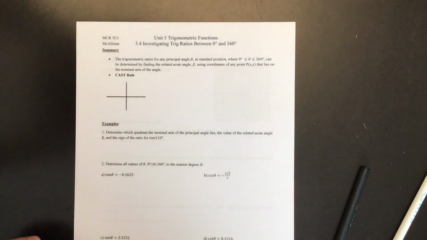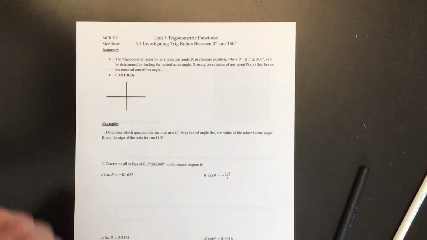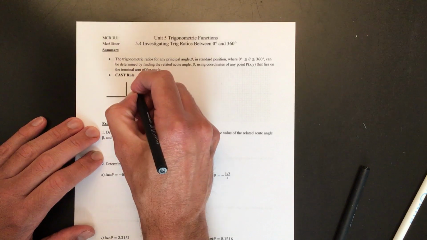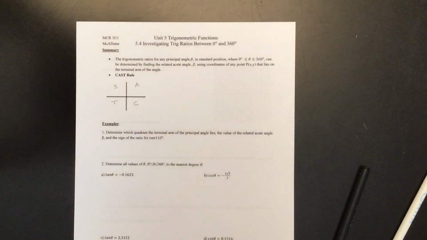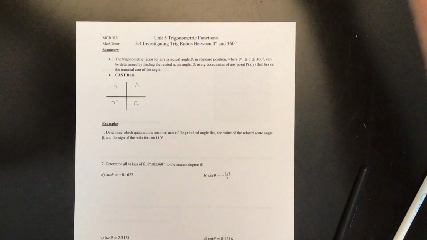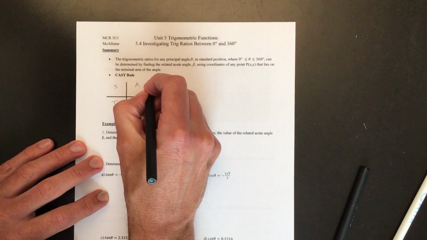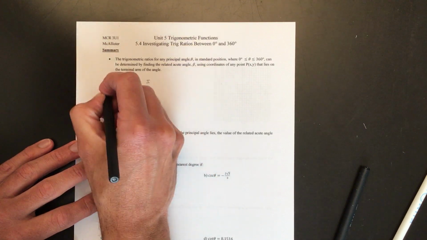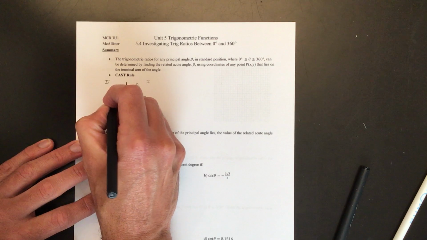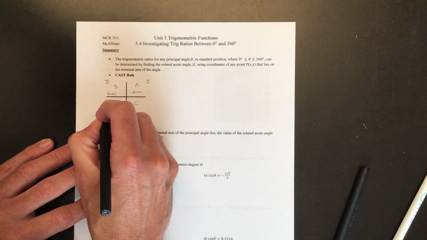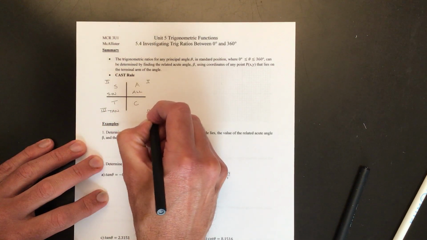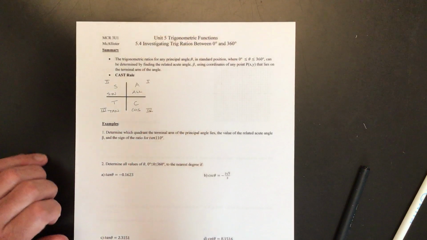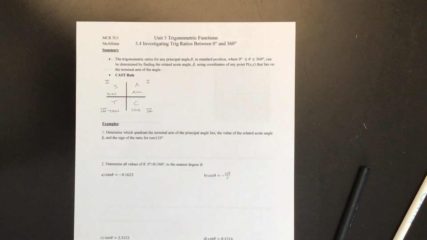A reminder from 5.3, our cast rule, C, A, S, T, for which trig ratios are positive. Okay, quadrant 1, they're all positive. Quadrant 2, sine is positive. In 3, it's tan. And in 4, it's cos. And that's going to be really important moving forward as we take a look at some of these questions.